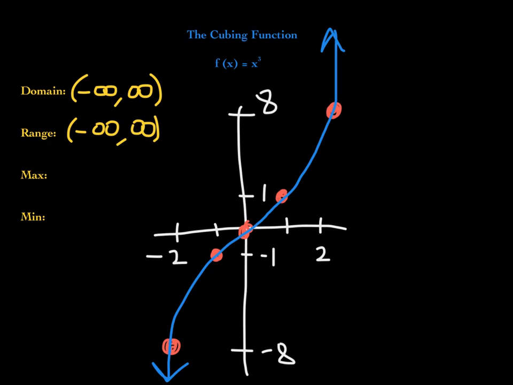Now, what is your maximum? What's your largest y value? None. Very good. And the same thing goes for your minimum, right? You have neither a max nor a min, because there is no y value that is the highest. There is no y value that is the lowest. It keeps on going down forever. It keeps on going up forever. All right, very good.